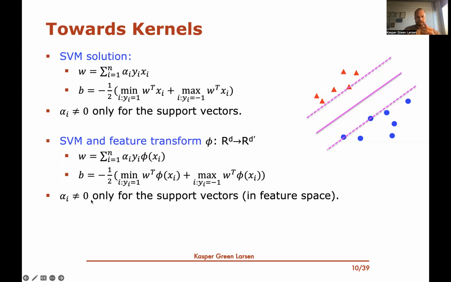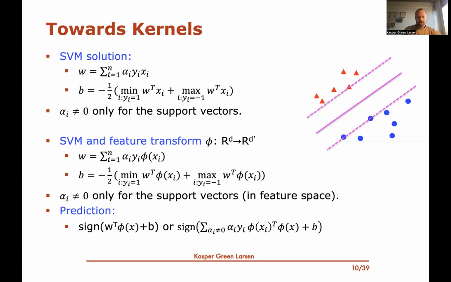And again, this still holds: these coefficients will only be non-zero for support vectors. But of course, these are support vectors in the feature transform space. So I first map them, and then I look at what the support vectors of the maximum margin separating hyperplane are. Then we would only get non-zero alpha i's for the support vectors there. Okay, so what can we use this for?